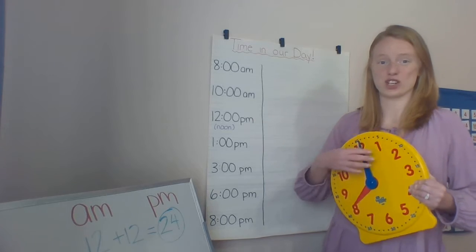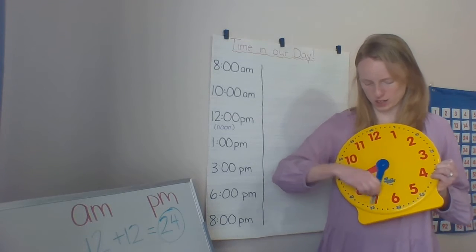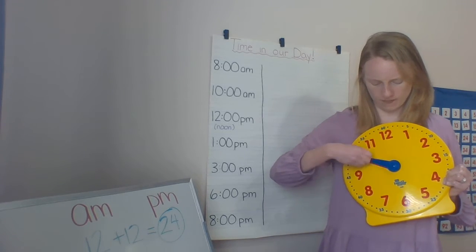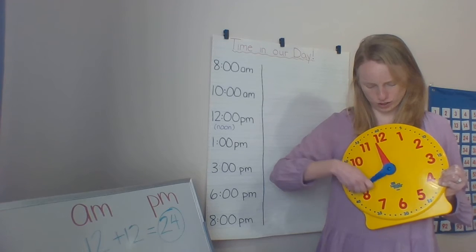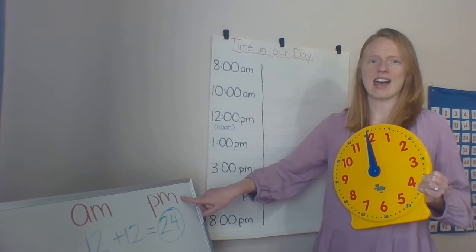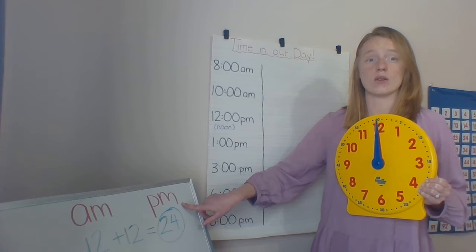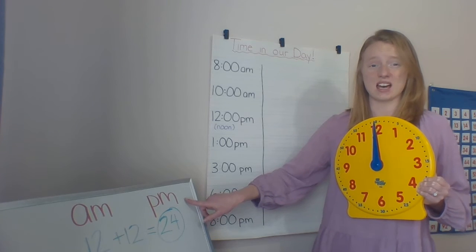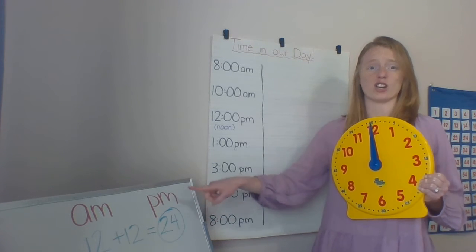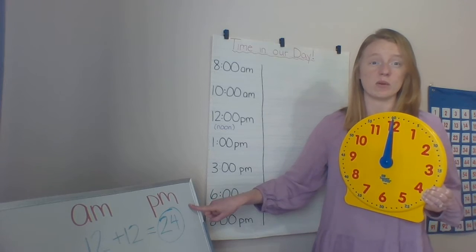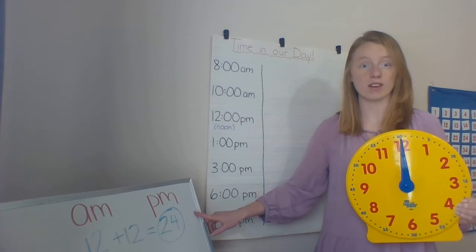Anytime after 12 o'clock, so I'm going to go ahead and make 12 o'clock noon. Anytime after 12 o'clock is after the midday, so that is going to be PM. It is post or after the midday, and that's what we would call the afternoon and the evening.